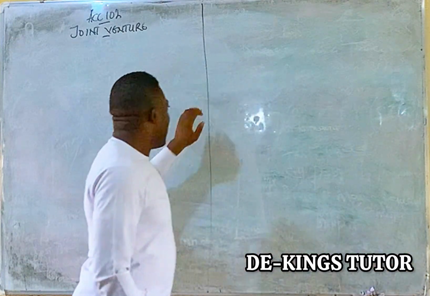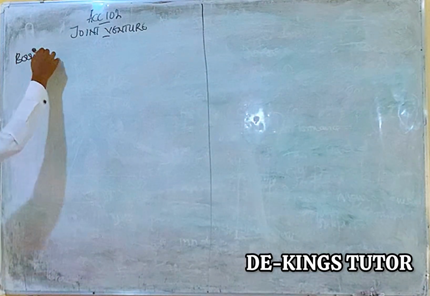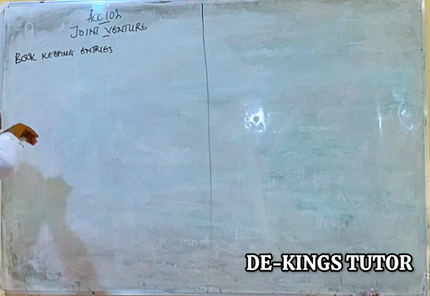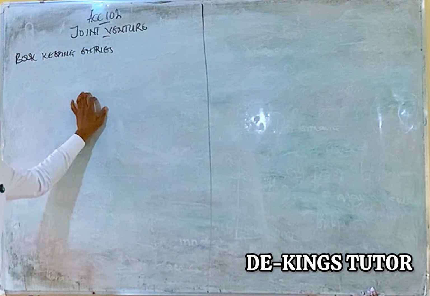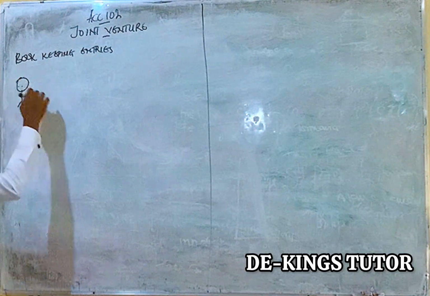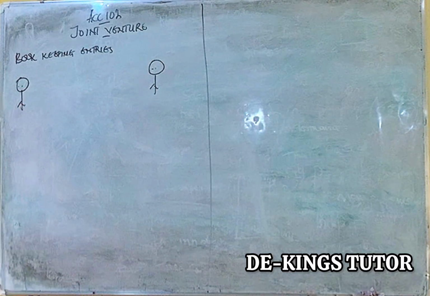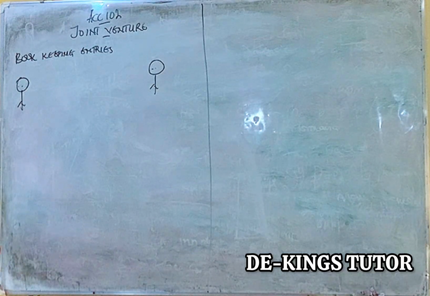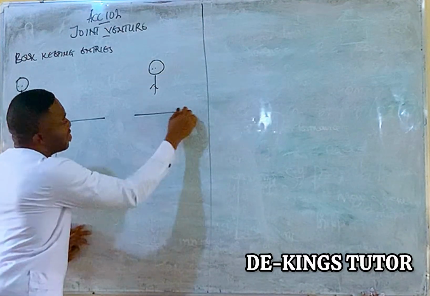Okay. Now, I remember the last time I was discussing the bookkeeping entries, and I was giving an illustration. Let me start from there. Now, I said, for instance, if we have two individuals that come together to undertake a joint venture, now we said they will have to open each account for themselves.